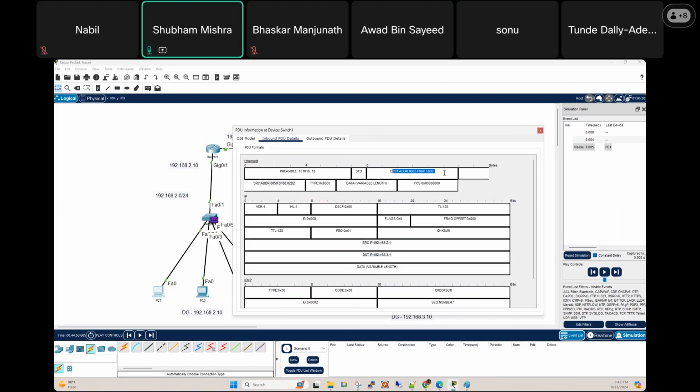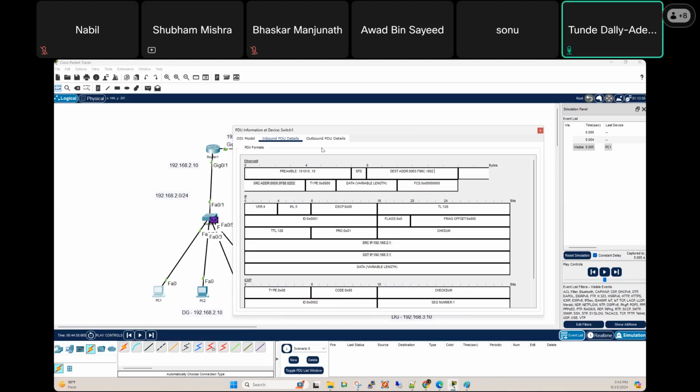You know this, everyone; in the packet flow I already told you. Right now this is the default gateway MAC address. It means this is the MAC address of this interface of the router, router gig 0/1. Done, everyone?